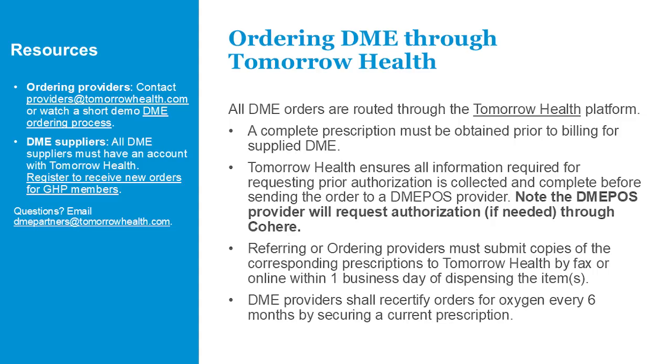Geisinger Health Plan has partnered with Tomorrow Health to provide patients with more convenient and more affordable access to home medical equipment. Ordering providers must send their orders directly to Tomorrow Health. Tomorrow Health will send orders to best-in-class durable medical equipment providers in the Geisinger Health Plan network, and will ensure member orders are clear, concise, and routed to a provider who carries the item needed without delay. Be sure to request authorizations through Tomorrow Health before billing for the supplied DME, as retro authorizations are not accepted.